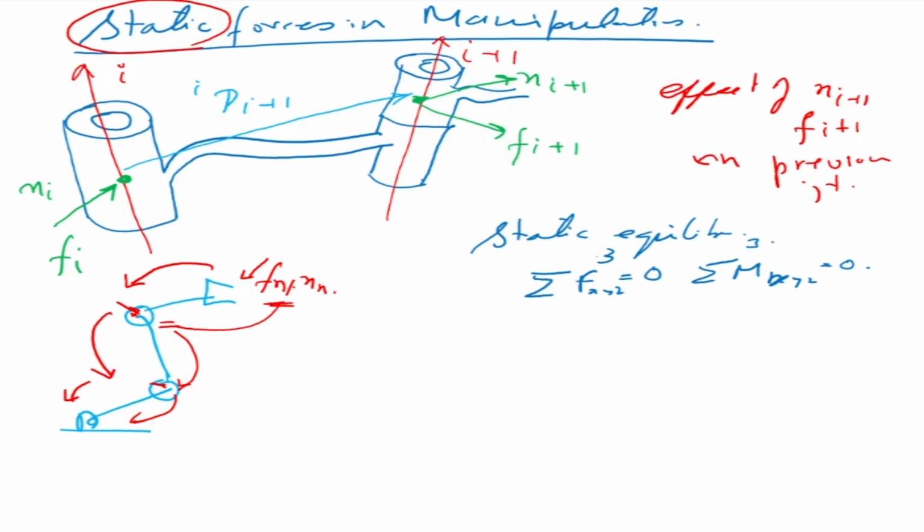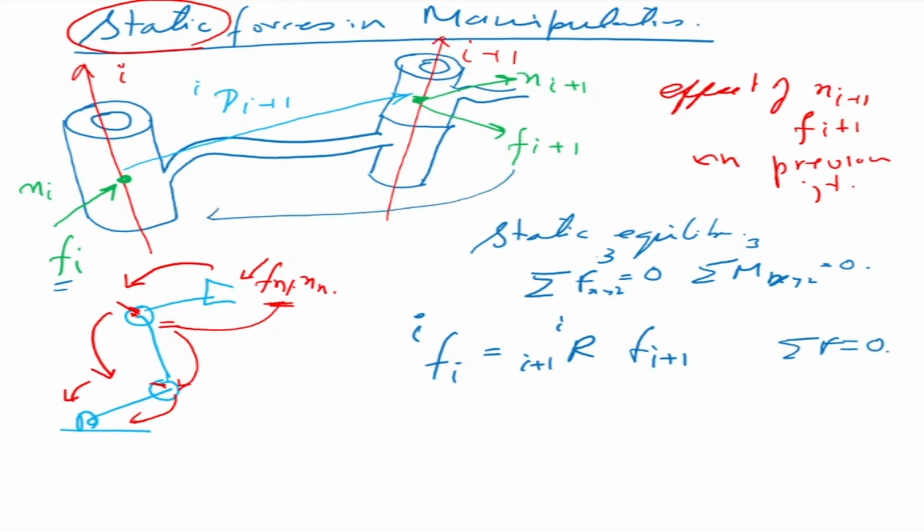So if I do that in general form, I can write Fi i is equal to Ri i plus 1 into Fi plus 1 i plus 1. What is the meaning of this? This means sigma F is equal to 0. If I use this equation, I get that Fi, the force here, is equal to the force Fi plus 1 which is going to act on that, and both the forces have to be equal, or Fi minus Fi plus 1 must be equal to 0. Now the frames are different, and hence I put a rotation matrix there.